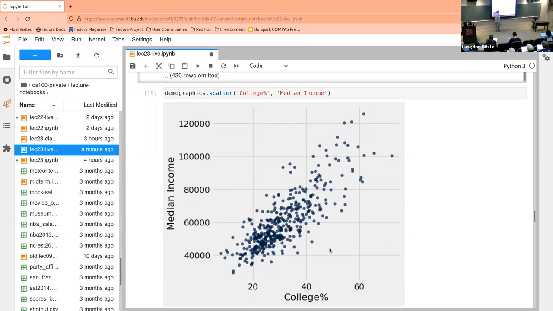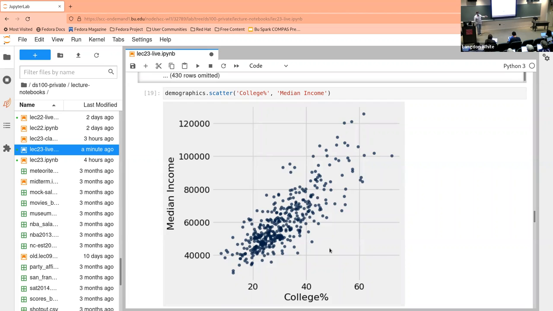So the first thing we do is look at a scatter plot, and we see, as you might expect, that the more college for a given area, the higher the median income. Any idea why that would be? Any other ideas? It appears to be, yes.